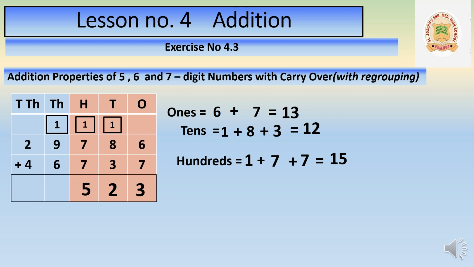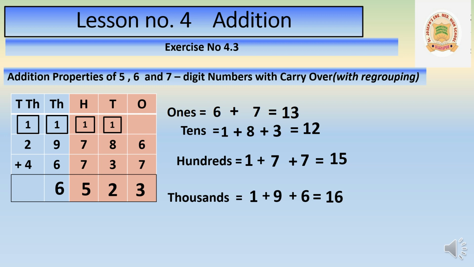Now in the thousands place, we have 9 and 6. 9 plus 6, and we have to add the carry number, that is 1. So that total becomes 16. 6 we will write in the thousands place and again 1 we will carry to the 10,000's place.